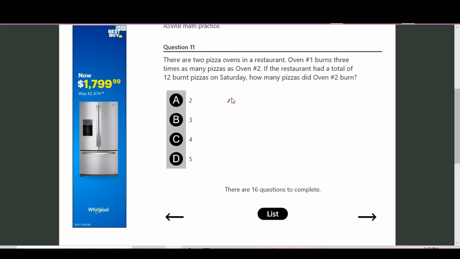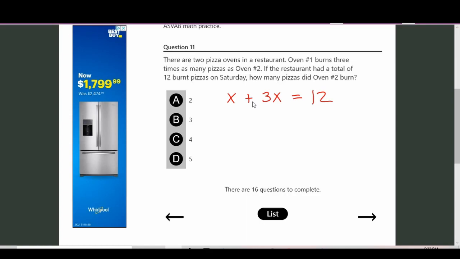So if oven 2 burns x number of pizzas, then we know that oven 1 burns 3 times that amount, which would be 3x. On Saturday, there were 12 burnt pizzas, so we let this all equal 12. So what this says is on Saturday, there were 12 burnt pizzas. If oven 1 burns this amount and oven 2 burns twice as much, this is how many pizzas are burned in total.